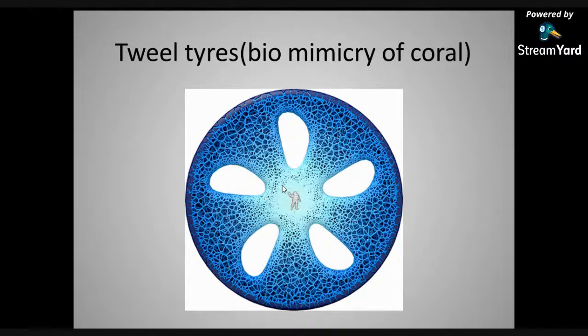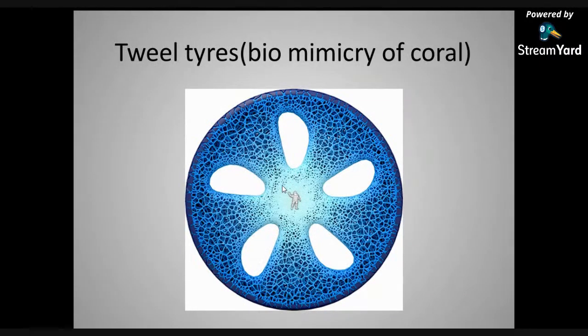So this is a tweel tire. Actually, I was telling you about the biomimicry of the coral structure, which we see at the bottom of the ocean. So guys, before talking about this tire, most of the members know about the coral reef structure, which is at the bottom of the sea. So guys, I have a very good question for you. What happens if earthquakes occur at the bottom of the oceans? Does this coral bear such an impact? Actually, the answer is yes.